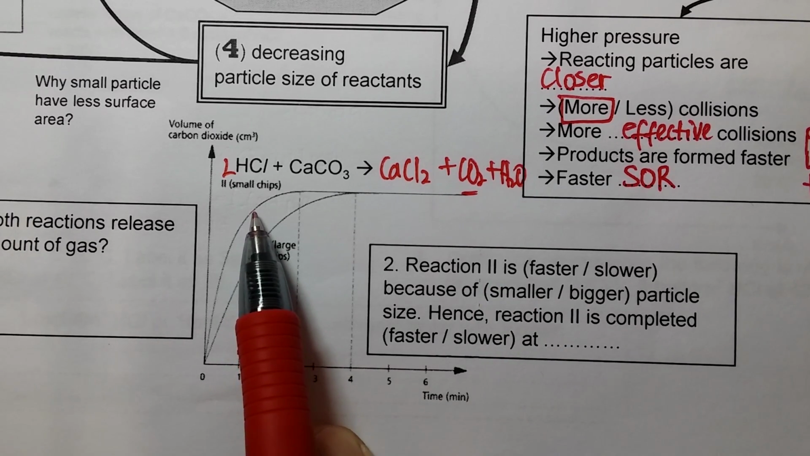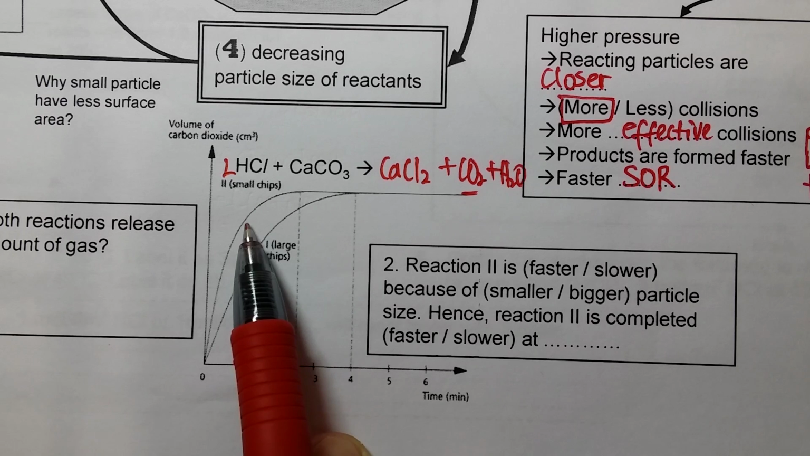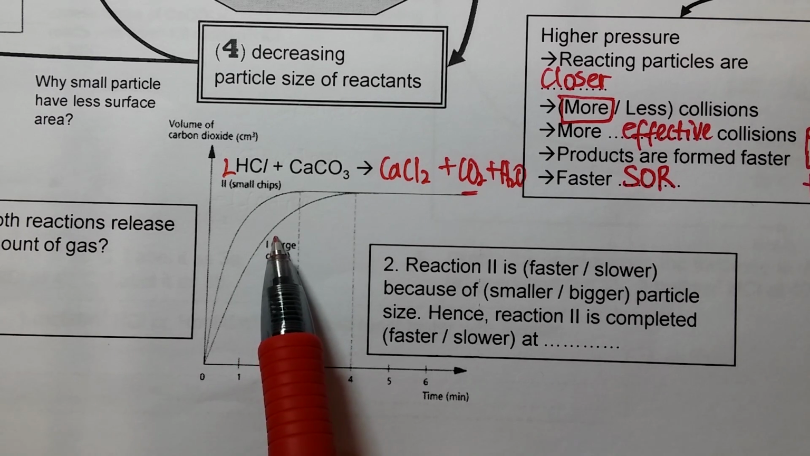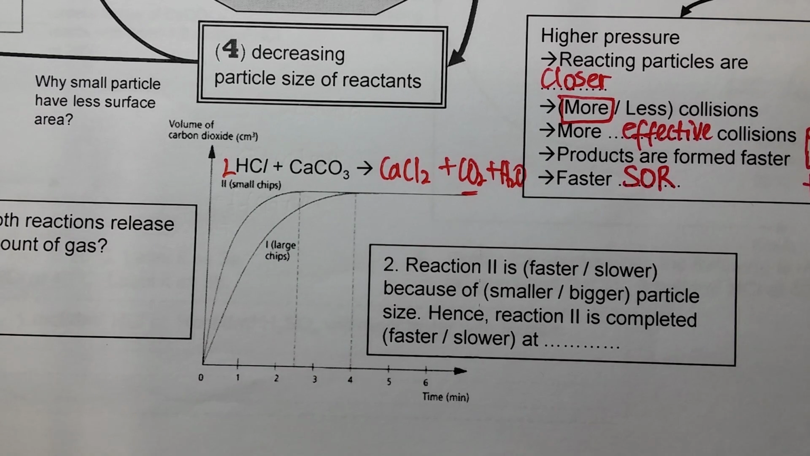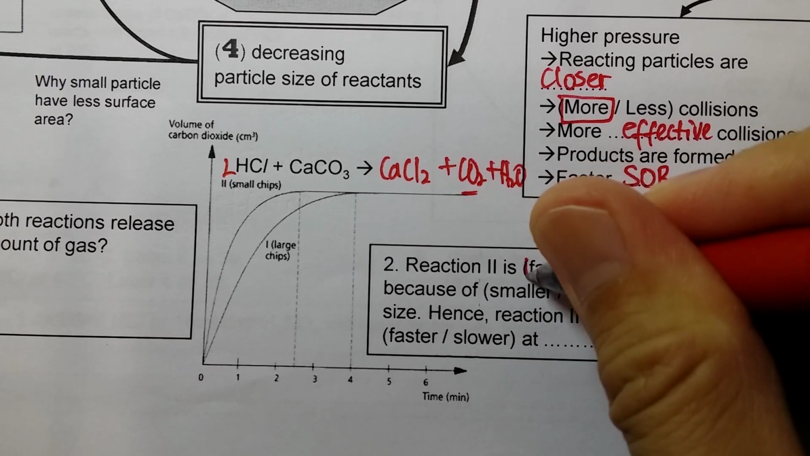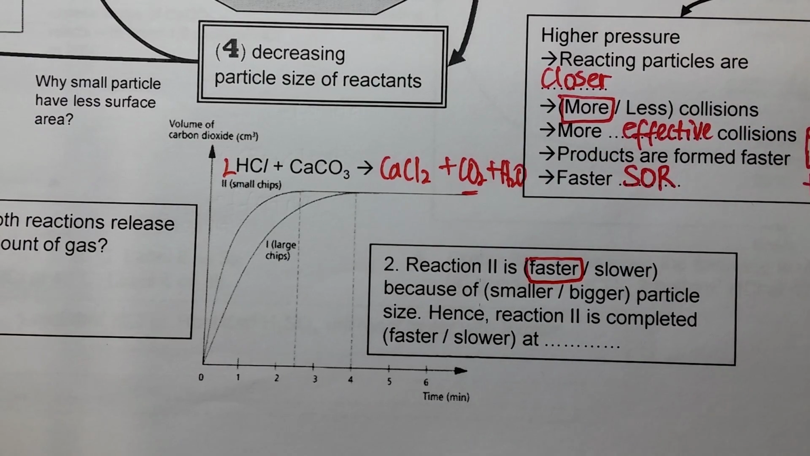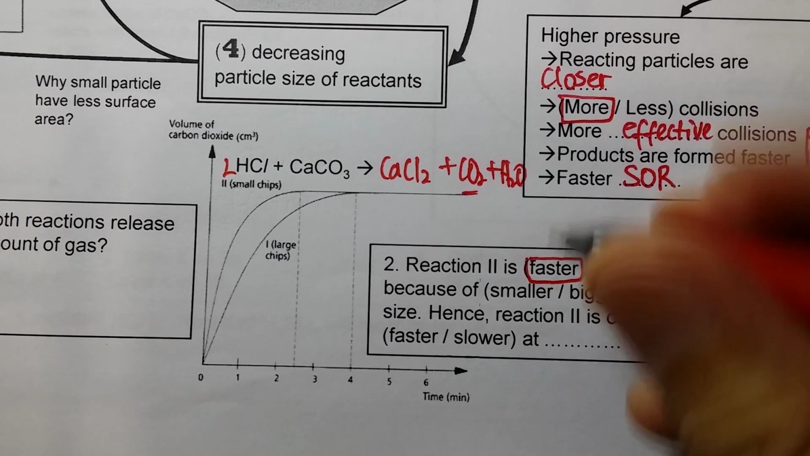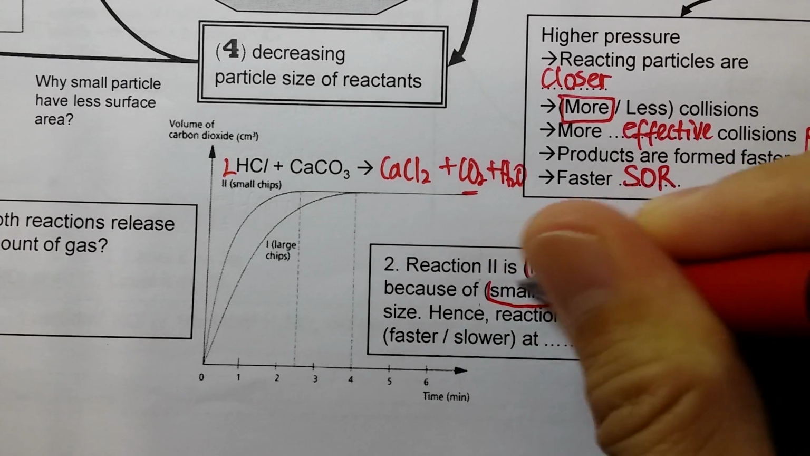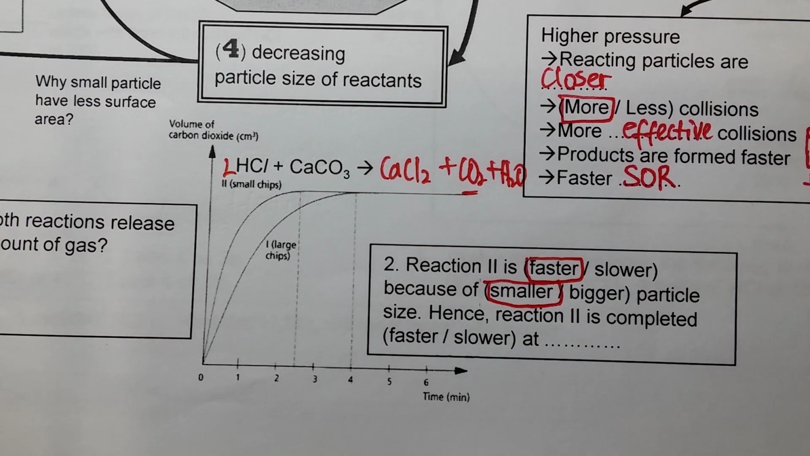Reaction 2. So you have to look at the gradient. Is the gradient here steeper than this? Okay, reaction 2, the gradient is actually steeper. Gradient is steeper means the reaction is faster. Why is it faster? Because of the smaller particle size. Hence reaction 2 is completed faster.